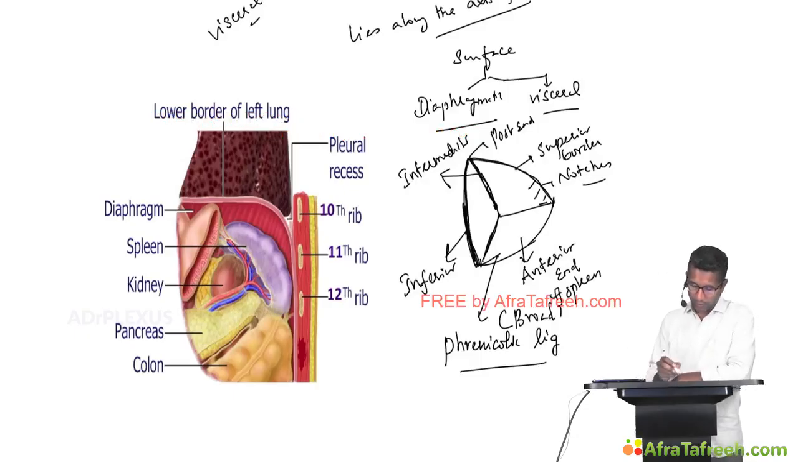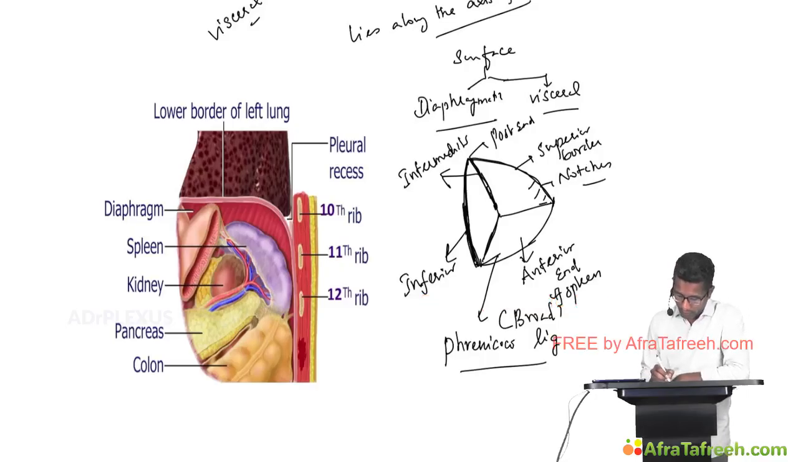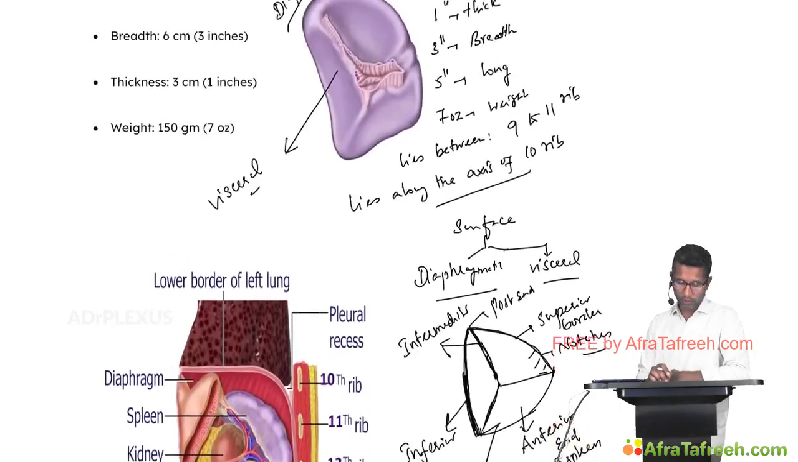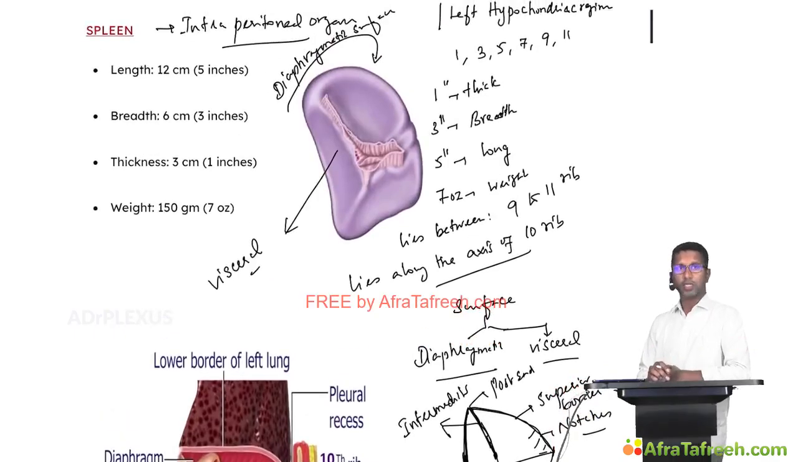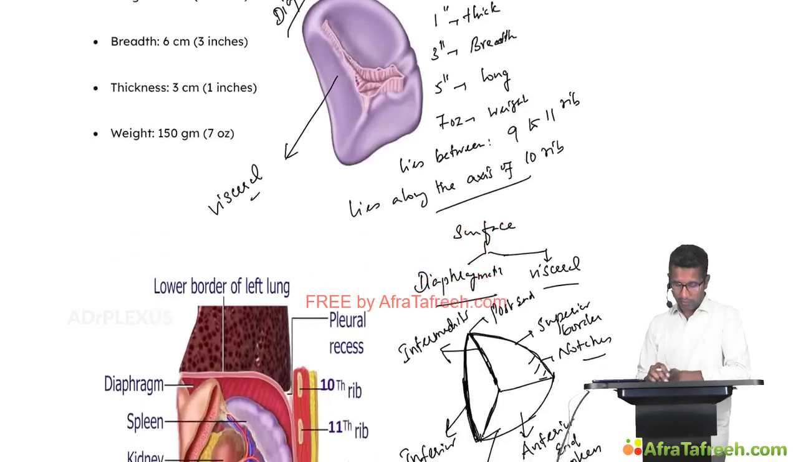So this is about the basic anatomy of the spleen. This is called the phrenicocolic ligament. When you take the surfaces, there are two: the diaphragmatic surface and the visceral surface. A lot of things happen on the visceral surface. Let us see them one by one.